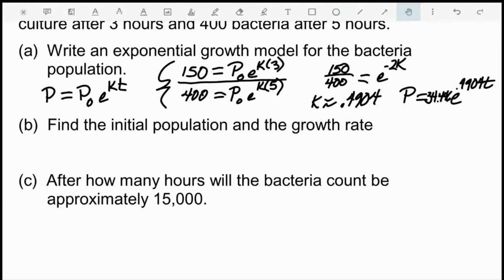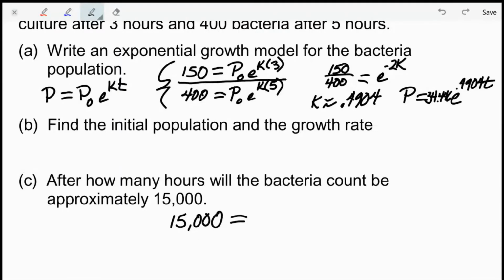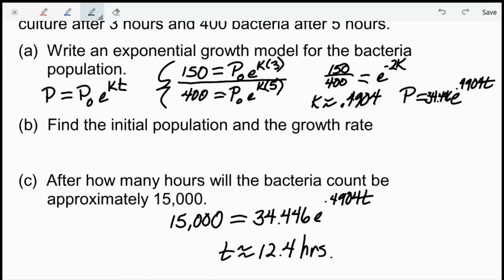And then on part C, after how many hours will the bacteria count be approximately 15,000? Well, I know what my model is, so I'm going to set my population equal to 15,000. That would be equal to 34.446 times e to the 0.4904 t power. And then I can solve for t, and we would end up with time being approximately 12.4 hours. Okay, so again, it's just an algebra problem.